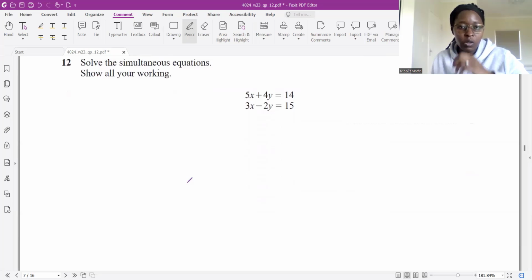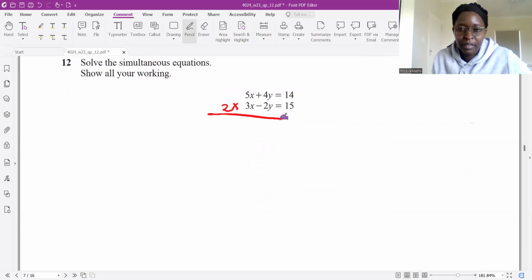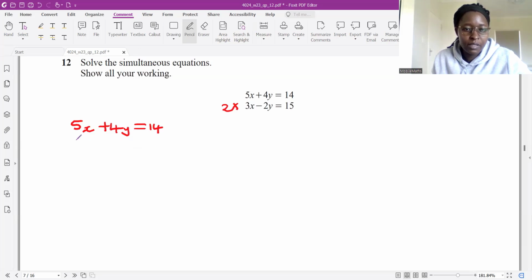Then let's move on. Solve this equation simultaneously. Okay, so I can try to make this y a 4. That's the easiest way that I can try to do it. So let me do it. I'm going to multiply this one by a 2. So at the end of the day, if I multiply it by 2, I'll have 5x plus 4y is equal to 14. Then I have 6x minus 4y is equal to 30.